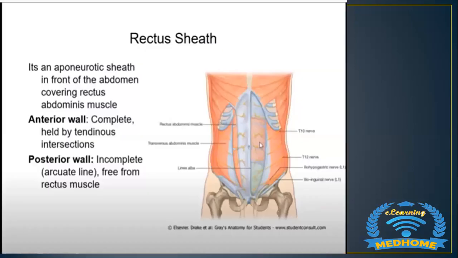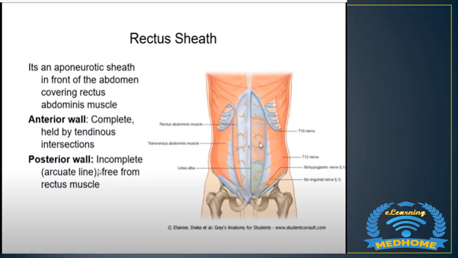So what the rectus sheath basically is, it's an aponeurotic sheath in front of the abdomen covering the rectus abdominis muscle. If you can see, this whole thing forms the rectus sheath. Now, how does this rectus sheath form? The anterior wall of the rectus sheath is complete and it is held by tendinous insertions. Now, what are the tendinous insertions? We are going to look at that in the next slide.